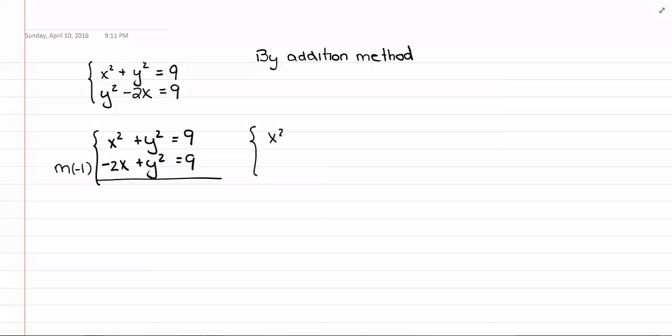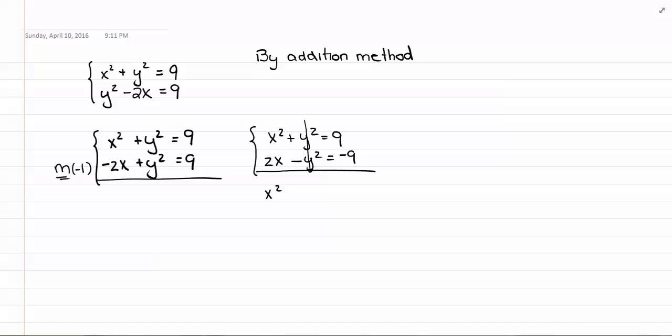This is x squared plus y squared equals 9. And on the bottom I'm going to multiply through by -1. That's what the m is representing. So I have a positive 2x minus y squared equals -9. When I add these two equations together, the y squared minus y squared cancels.